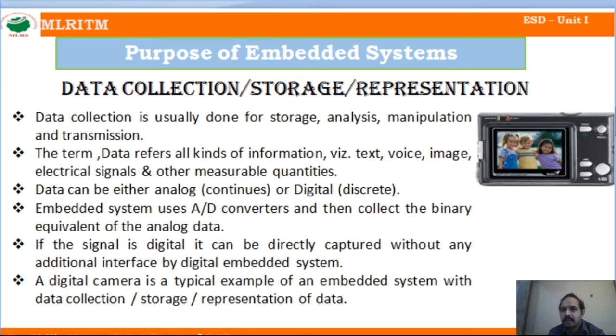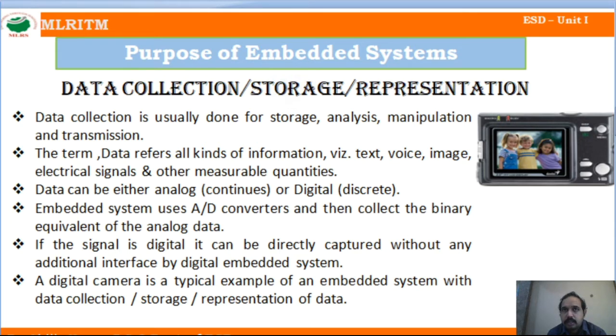So today we will discuss one device, that is the camera. The camera is a data acquisition device or data collection device. It will do all three functions: data collection, storage and representation. How is this data collected? Normally we state the specification of a camera: this camera is 24 megapixels. What is this 24 megapixel? 24 into 10 raised to 6, that many pixels are there.